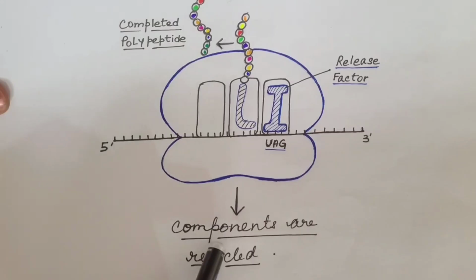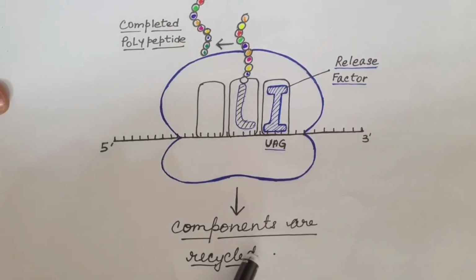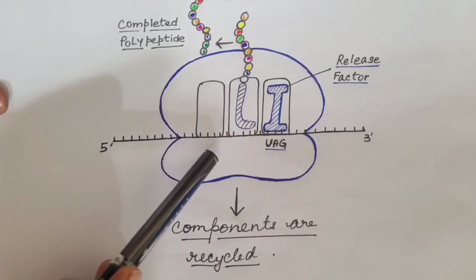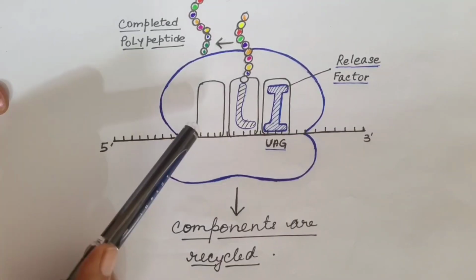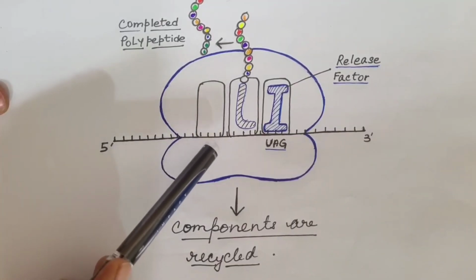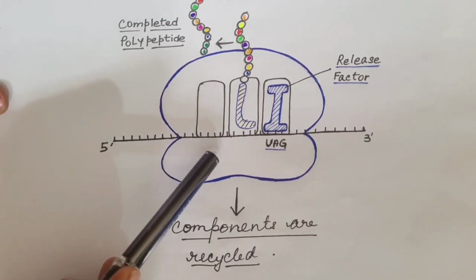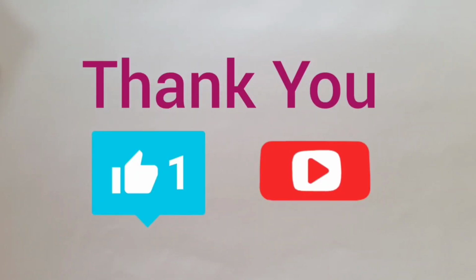After that, components of translation are recycled. The ribosome dissociates into larger and smaller subunits, and this allows another round of translation to start. So this is all for today's video.